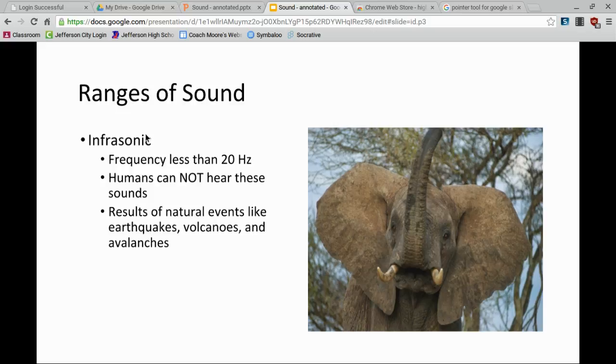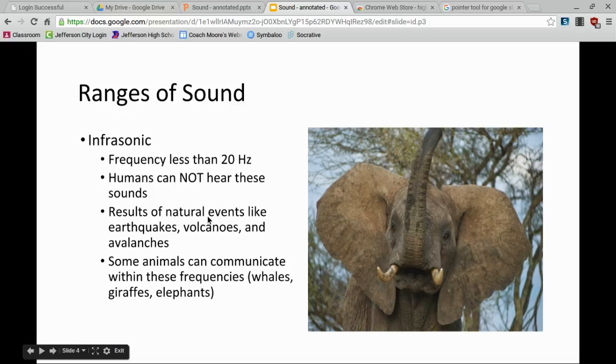Things like volcanoes, earthquakes, and avalanches can produce sound waves of under 20 hertz, and we are not able to hear those particular sound waves. This is the way some animals communicate. Larger animals, whales and elephants, can speak, in quotes, to each other through infrasonic waves.